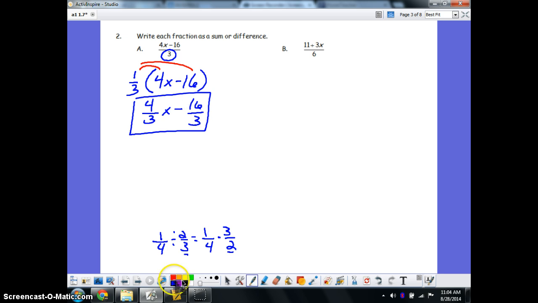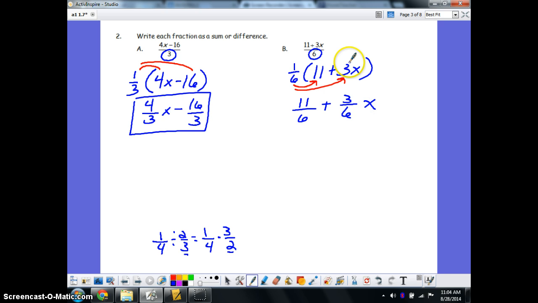Now the next one, very similar. We're taking that quantity in the numerator, 11 plus 3x, and we're dividing it by 6, which is the same thing as multiplying by its reciprocal. The reciprocal of 6 over 1 is 1/6. So then we distribute that 1/6. When we do that, we end up with 11/6 plus 3/6 x. Be very careful taking that 3 and that 11, multiplying it by the numerator only.